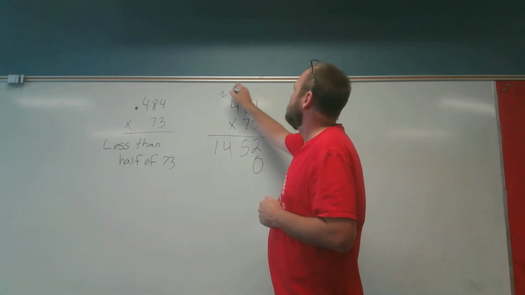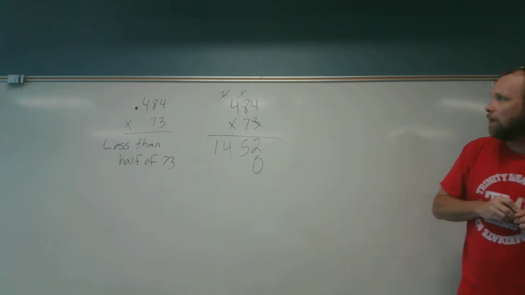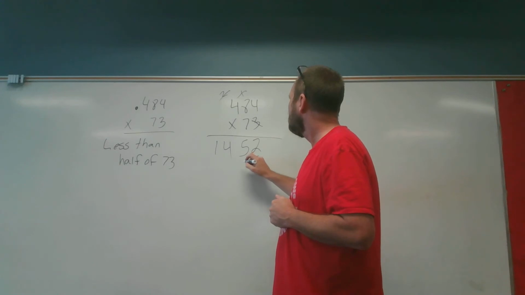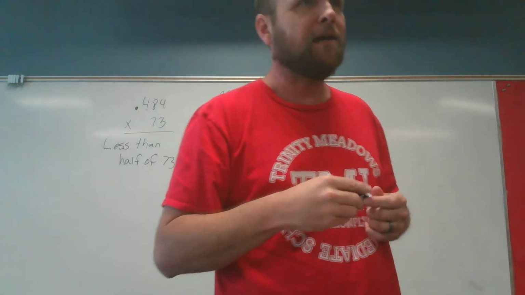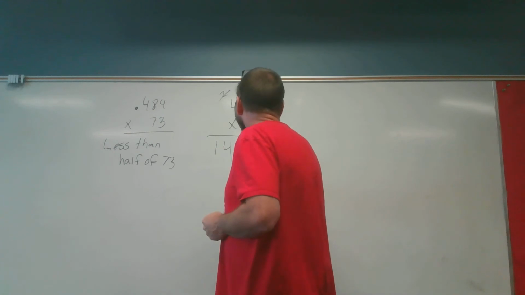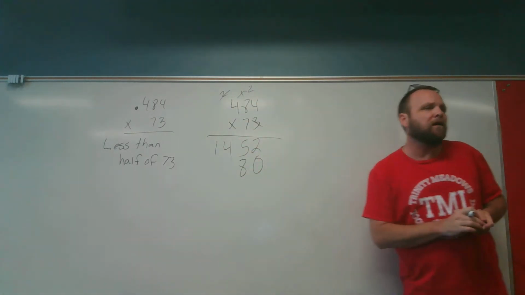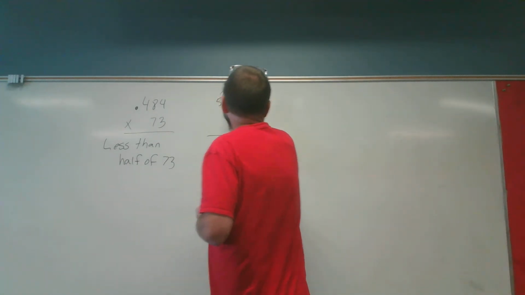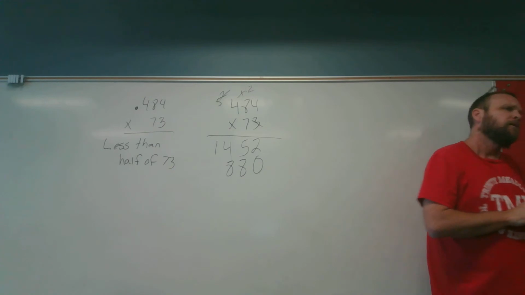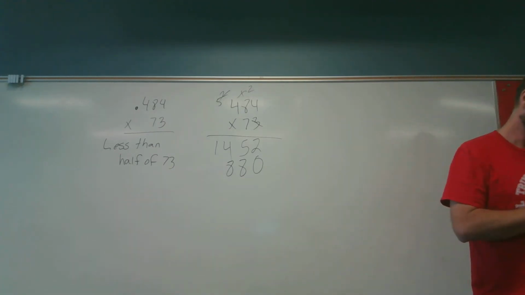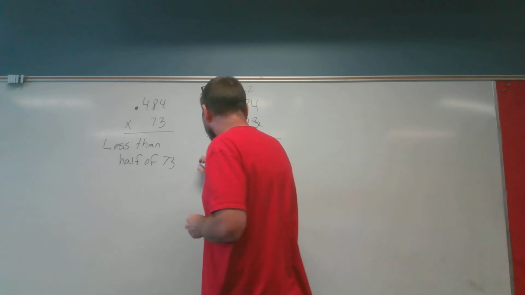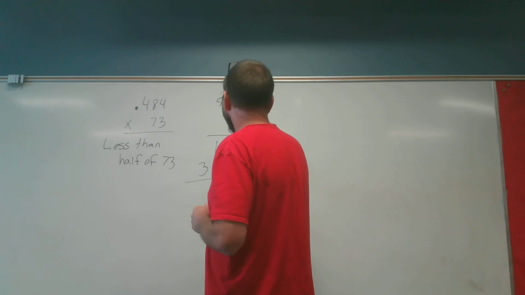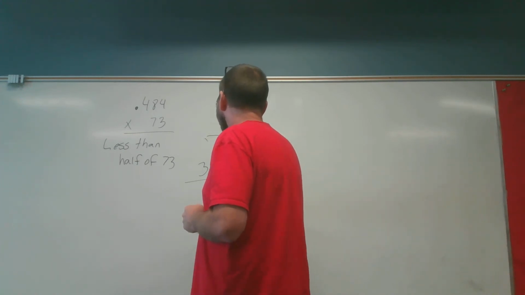Put my 0. And now we multiply 7 times 4 is what, Erica? 28. Carry my 2. 7 times 8 is what, Erica? 56. Plus 2 more? 58. 7 times 4 is what, Erica? 28. Plus 5? 33. We're going to add them up: 35,332.